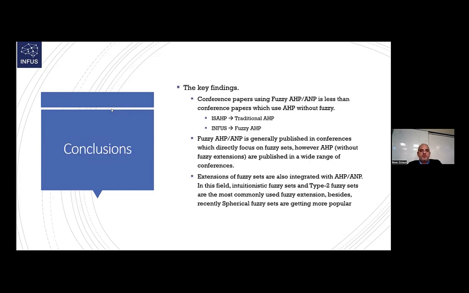Now, I want to conclude with some words. We can say that our study has some key findings. Conference papers using fuzzy AHP and ANP are fewer than conference papers which use AHP without fuzzy. The leading conferences are ISAHP for traditional AHP, and INFUS for fuzzy AHP. Fuzzy AHP and ANP are generally published in conferences which directly focus on fuzzy sets. However, classical AHP papers are published in a wide range of conferences. Please remember that in the top 5, there was remote sensing, information engineering, etc.